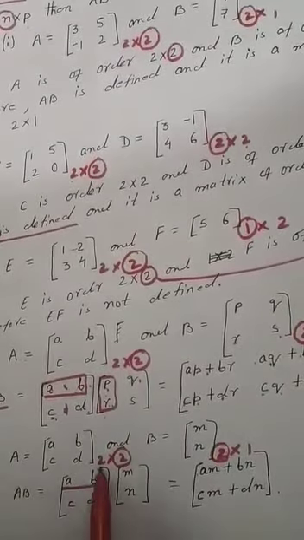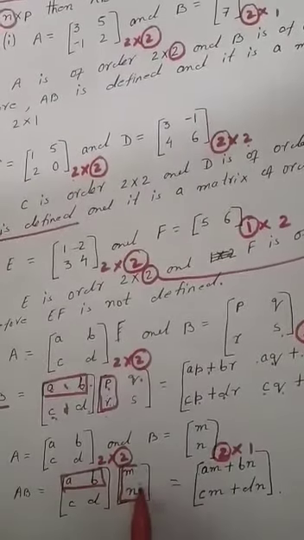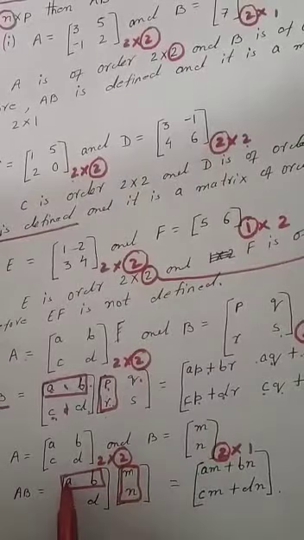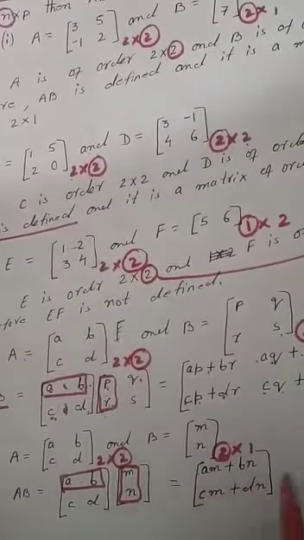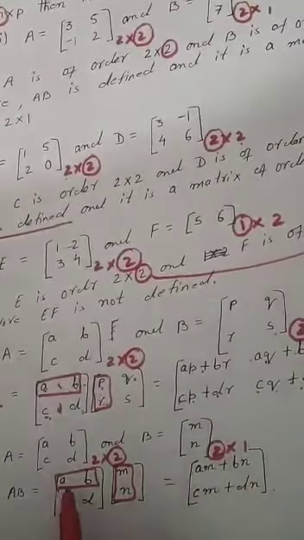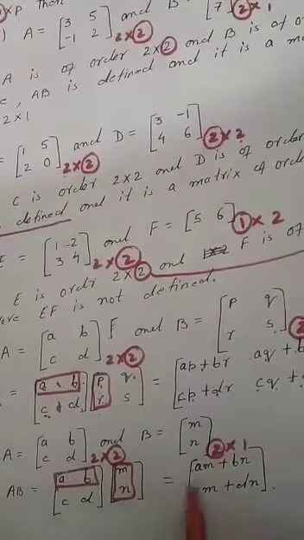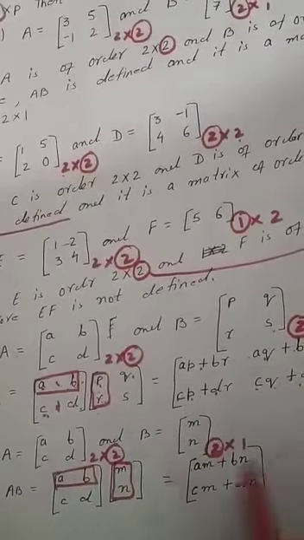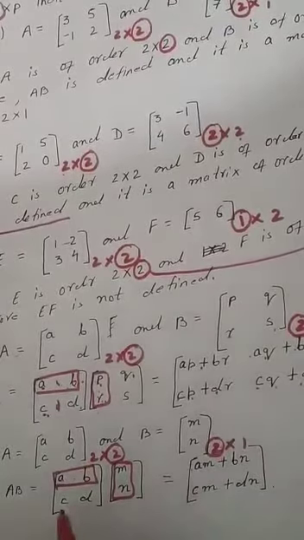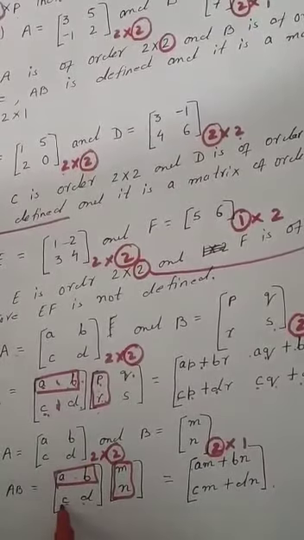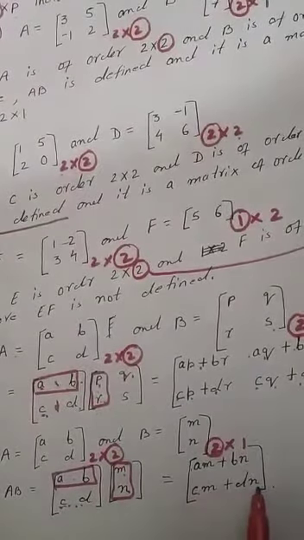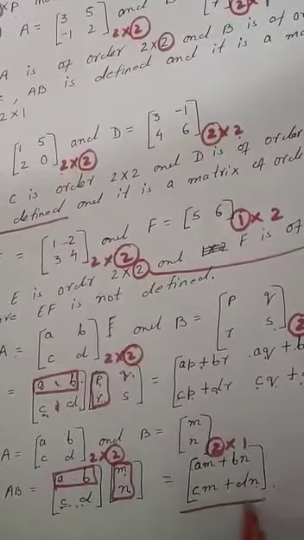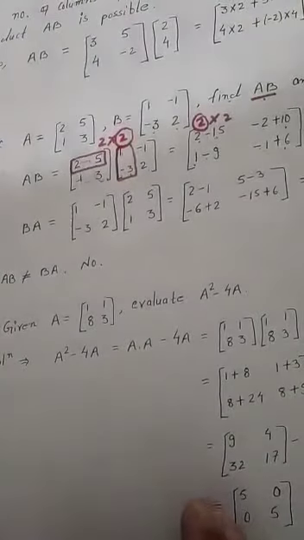So row versus column. First row, first column: AM plus BN. This is your first element. Now to get the second element, you would multiply first row, second column, but we don't have a second column here. So in that case, you directly use second row, first column: CM plus DN. So this is your product matrix. Now I'll support this with the help of examples.